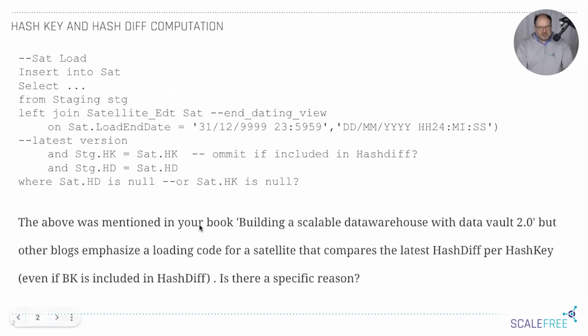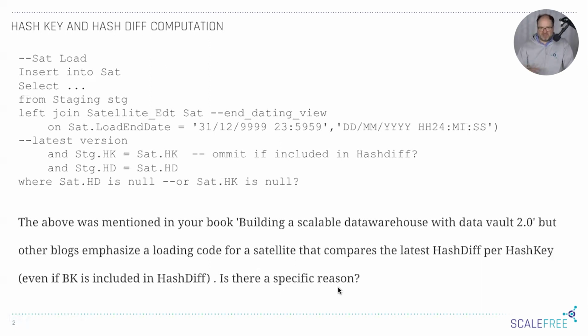Because here you write that in the book, so in the book we use this code here, and we emphasize not to use the hash key when joining the target. So we only join based on the virtual load end date and the HashDiff value. That's how we join. But then you say, well, a lot of other blogs emphasize loading code where you include the hash key per hash diff, essentially. And even if the business key is included in the hash diff calculation, is there a specific reason? So here's the thing. What's going on here?